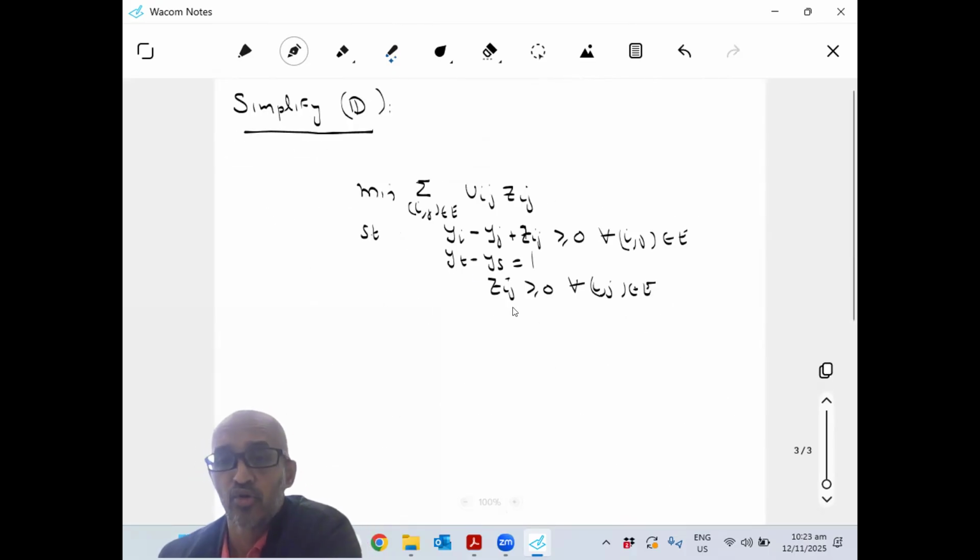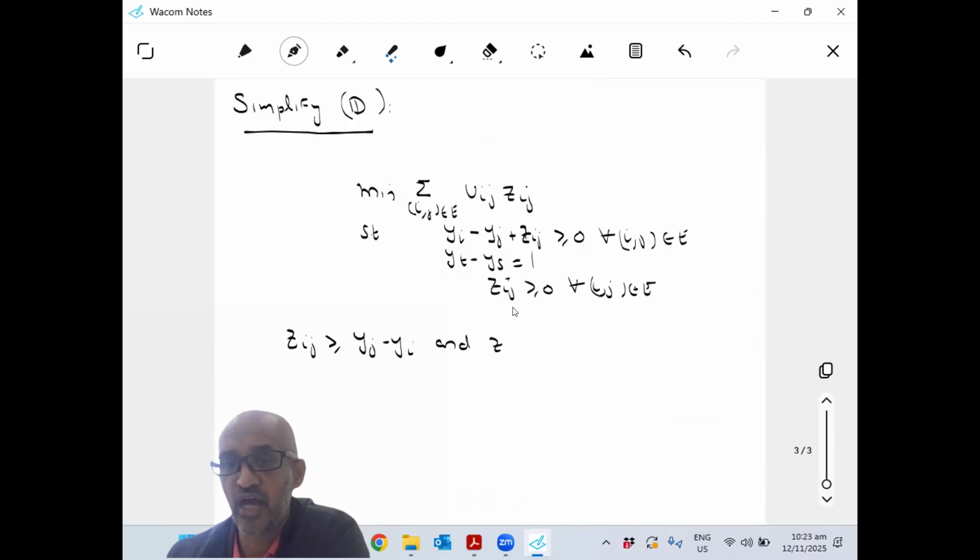Think about Zij. Essentially, the variable Zij occurs in two constraints. There's a non-negativity condition, and there is one constraint for every arc. So what does Zij satisfy? Zij is greater than or equal to Yj minus Yi, and Zij is greater than or equal to 0. The two conditions.